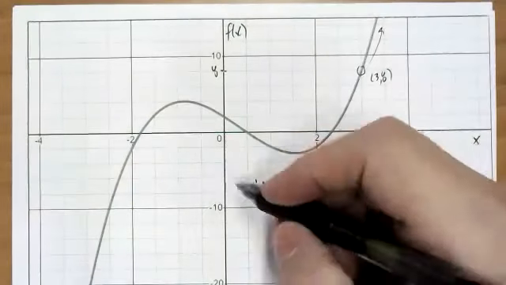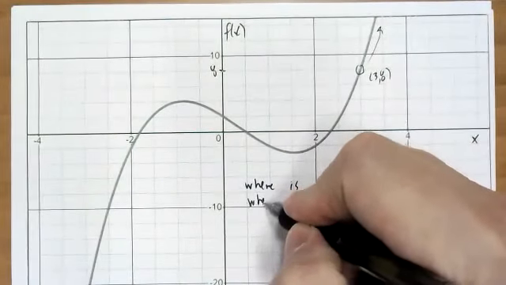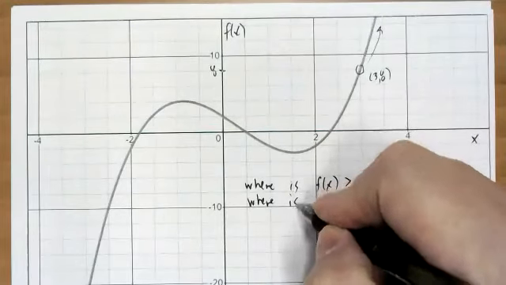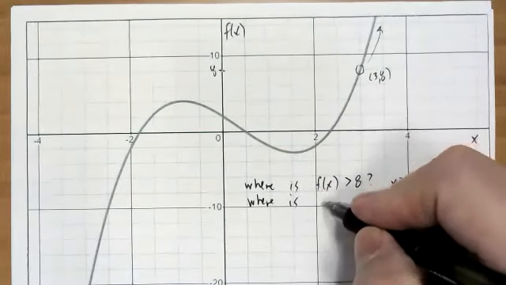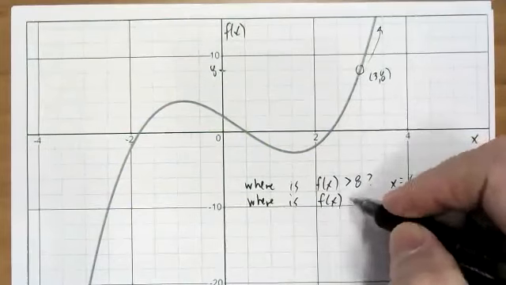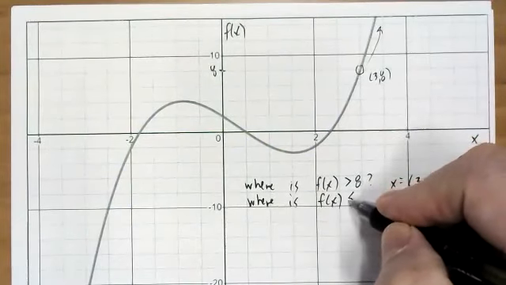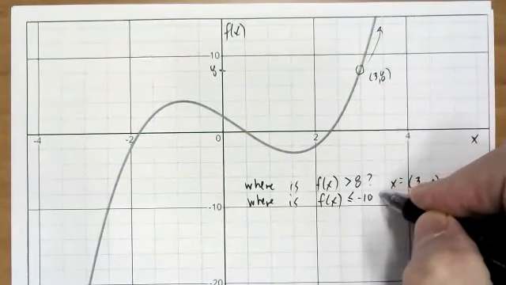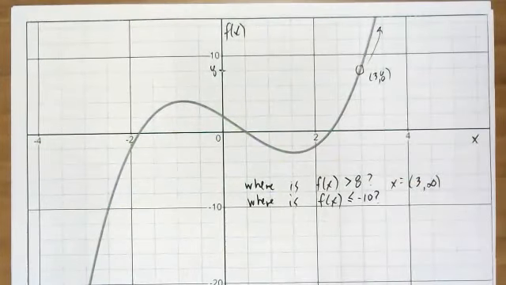All right, here's another question. Where is the function less than or equal to minus 10?